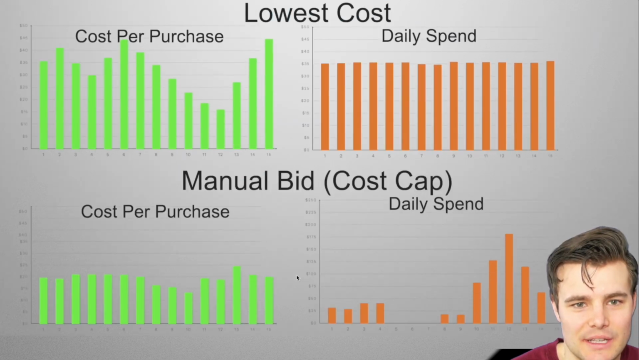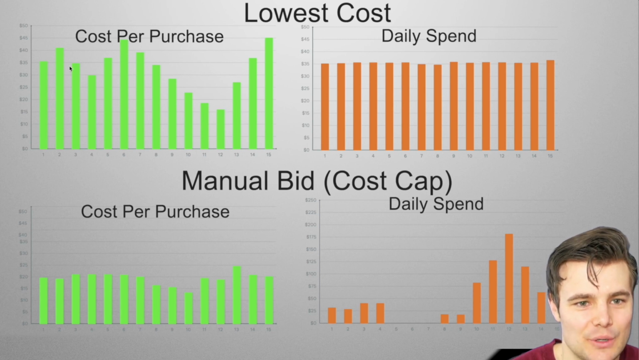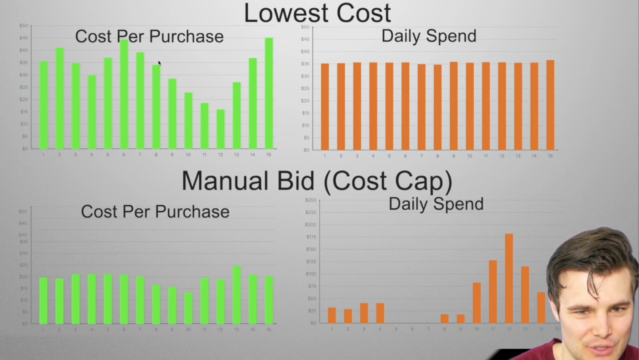So here is kind of how things on average look over time. So this is lowest cost, where you're going to be spending the same amount every single day, no matter how competitive the market is. So your results, like your cost per purchase, if it's really high, that's bad. If it's low, that's really, really great. So it's really going to fluctuate the kind of results that you're getting as the market is changing.